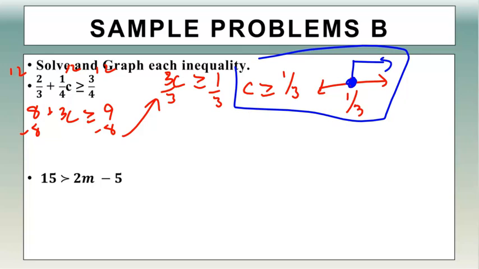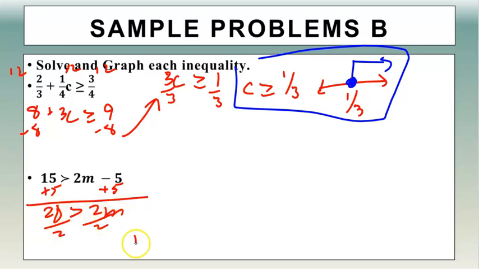Next, here we have 15 is greater than 2m minus 5. We're going to add 5 to both sides. That gives us 20 is greater than 2m. Divide by 2. m is less than 10.